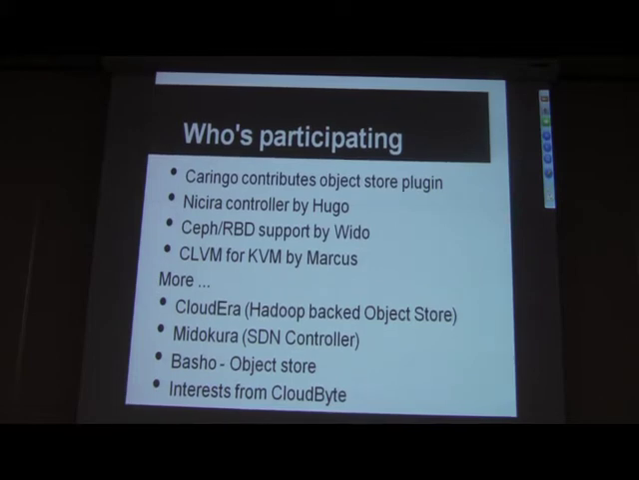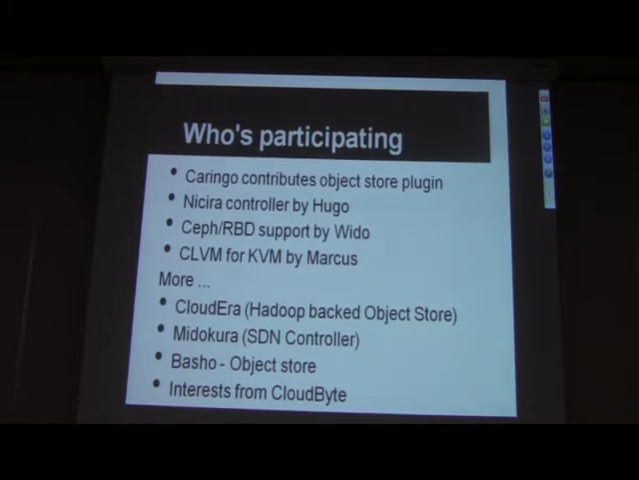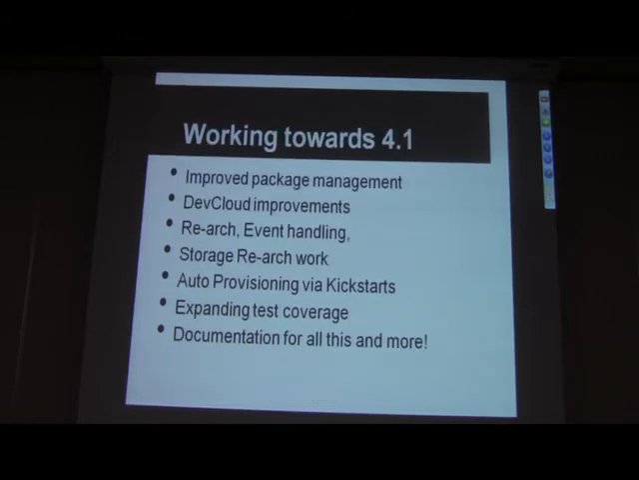So who's participating? Caringo has contributed an Object Store plugin, and Nicira controller, the MVP controller by Hugo. Ceph RBD support was contributed by Vito. CLVM for KVM by Marcus. Cloudera is looking to put in Object Store. Midokura has a network controller. Aisho Object Store. And then there's interest from CloudLight. There's actually quite a bit of others. I'm not going to go into all of them here.